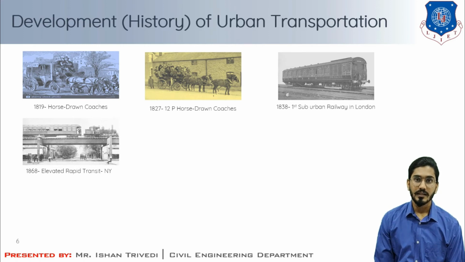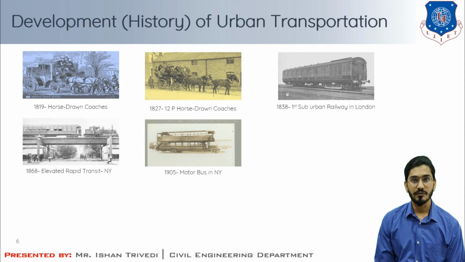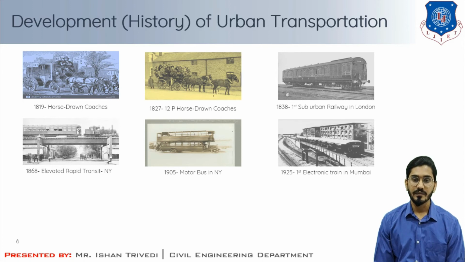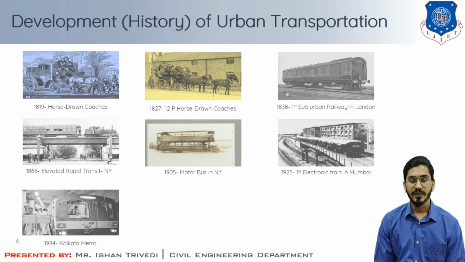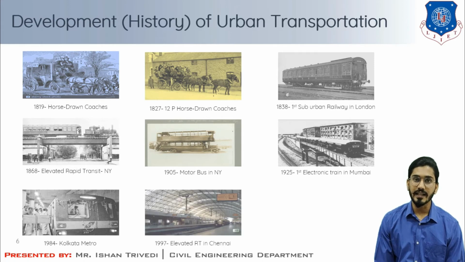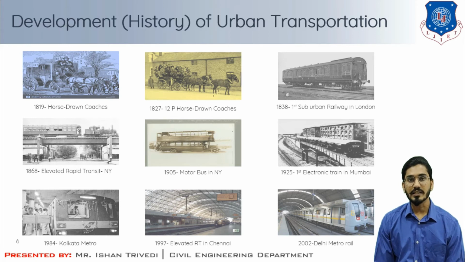After this, gasoline running systems were on trend, and in 1905 the motor bus was introduced in New York City. As development came up, the first electric train in Mumbai was established in 1925. It was between one station and Kurla. Afterwards, talking about the Indian scenario, the Kolkata metro was introduced in 1984. At a later stage, in 1997, the elevated rapid transit was introduced in Chennai, and at last, in 2002, Delhi Metro was established to cater to the demand of that city. So this is the history of urban transportation globally as well as in India.